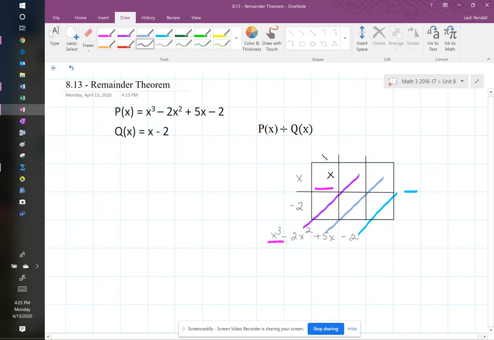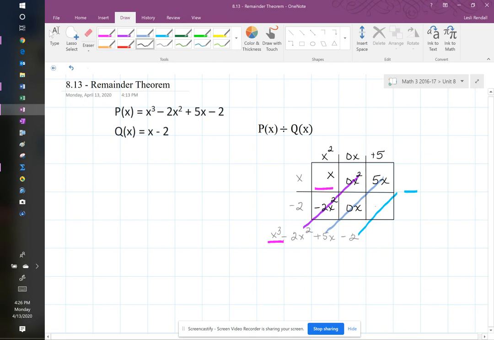What do we multiply x by to get x cubed? That's x squared. Fill in the box down below. Now what am I going to add? 0x squared. What am I going to multiply x by to get 0x squared? 0x. Continuing on, we have 0x times negative 2. What am I going to add to 0 to get 5x? We're going to add 5x. And then we fill in our last: x times 5 is 5x.